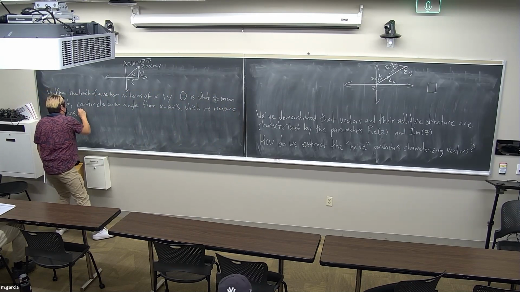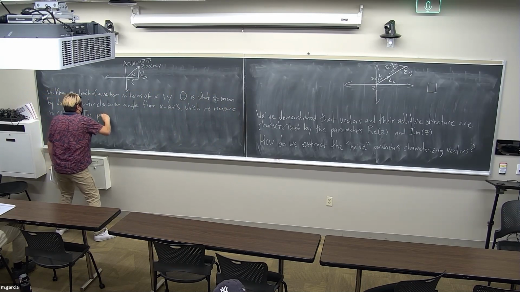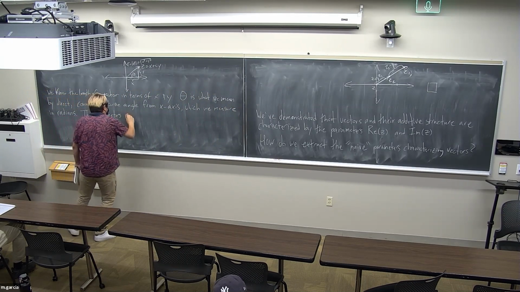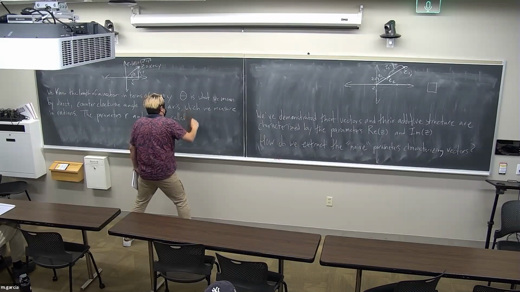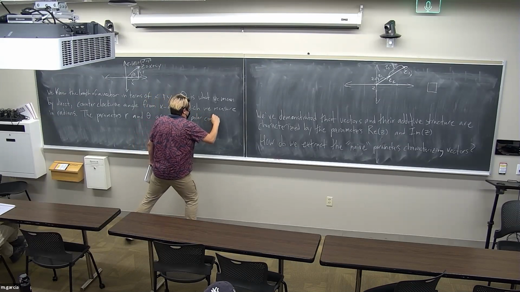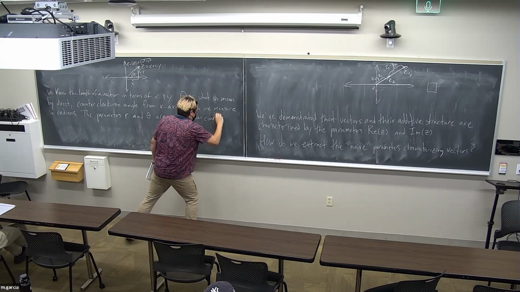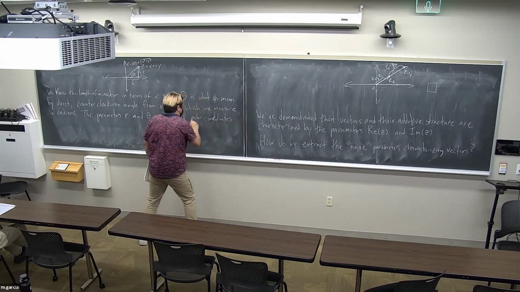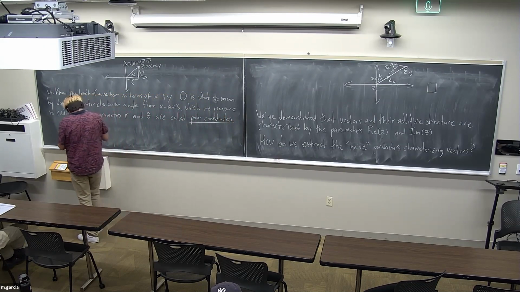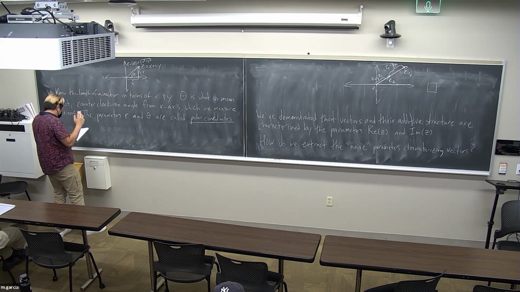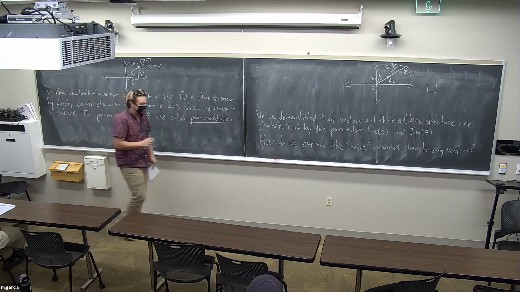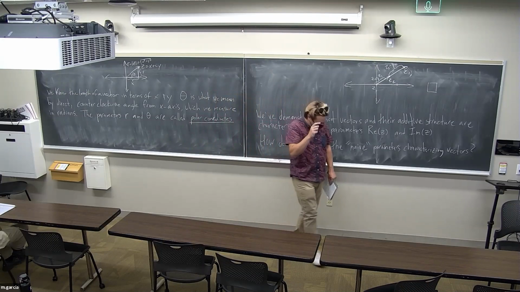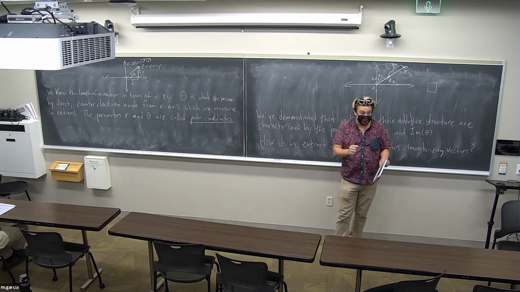Let me just also add, the parameters r and theta are called polar coordinates. Right. Let's do something slightly easier to warm up to get to talk about how we compute theta. Taking the inverse tangent is definitely intuitively the right idea, but there are some complications that arise.